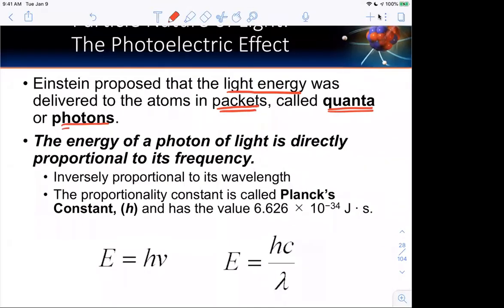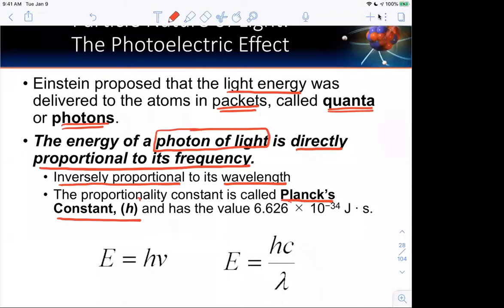The energy of a photon of light is directly proportional to its frequency, and it's inversely proportional to its wavelength. This proportionality constant is called Planck's constant, or h. And the value of Planck's constant is 6.626 times 10 to the minus 34 joule times second. So this is joule seconds.